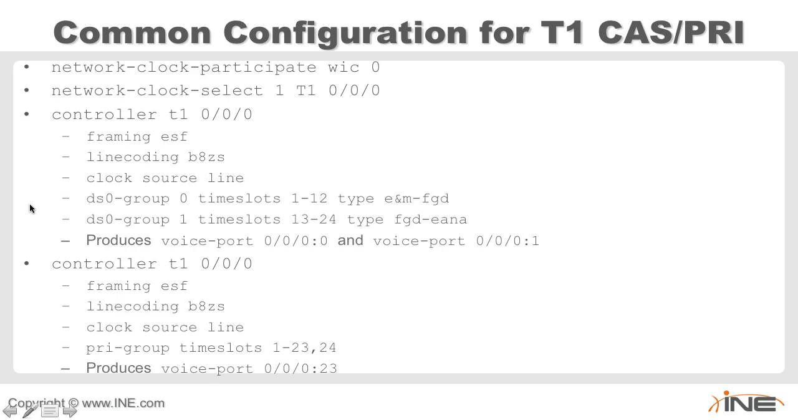Okay. If on this controller I did channel group, that would be data only. DS0 group is voice only. And then PRI obviously can handle both. So looking at the same controller, same framing and line coding, same clock, but instead of DS0 group for CAS, I'm doing PRI group, and then 24 is the D channel, so this is counting non-canonically. But this produces voice port 0/0/0:23. This is counting canonically. It's the same channel. It just depends on whether you start at 1 or start at 0.